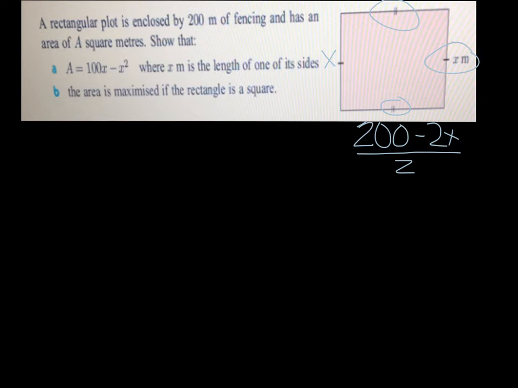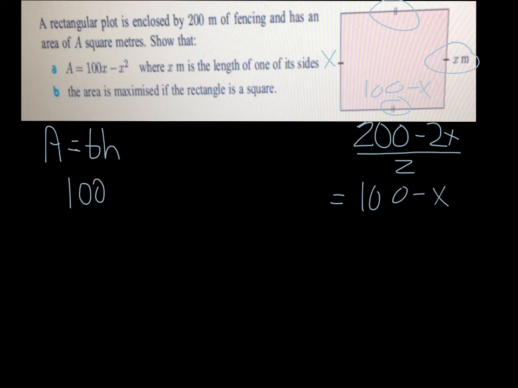Maybe a different way would be, well, you see here we can simplify. That'll simplify to 100 minus x. So that's what our other side of our rectangle is. Area of a rectangle, of course, is base times height. The base is 100 minus x. The height is x. Let's distribute, so that's 100x minus x squared, and that's what the problem started up here by asking us to show, and we've now done that.